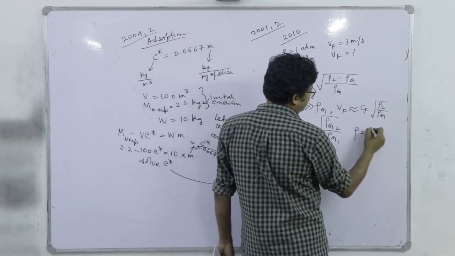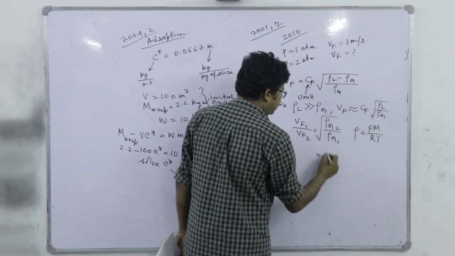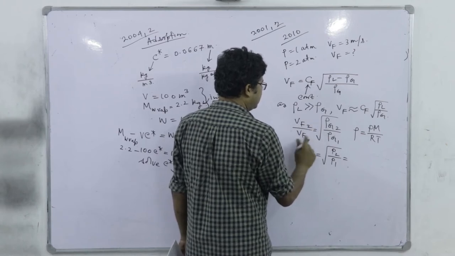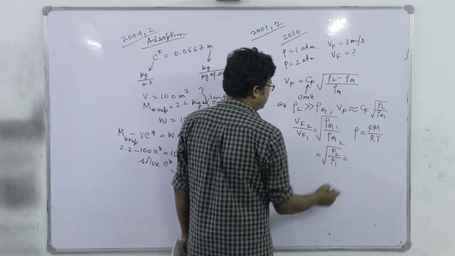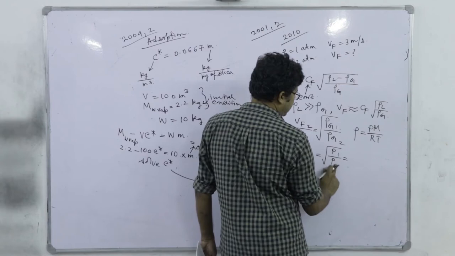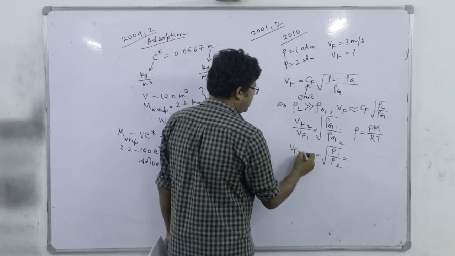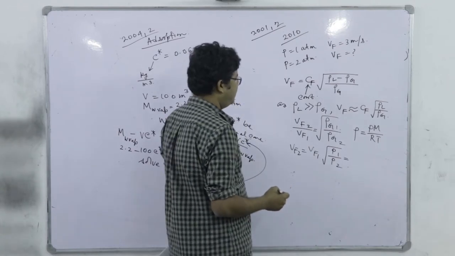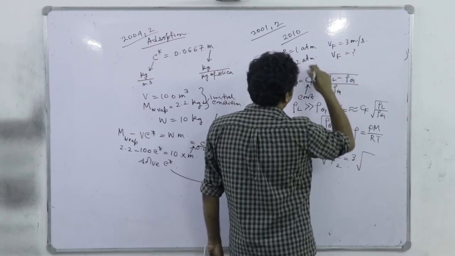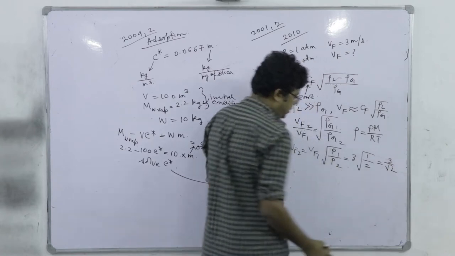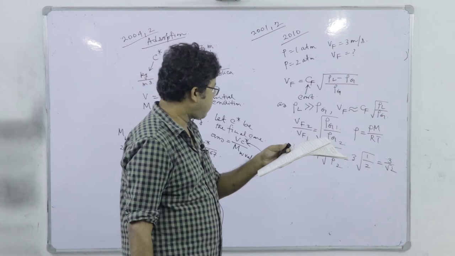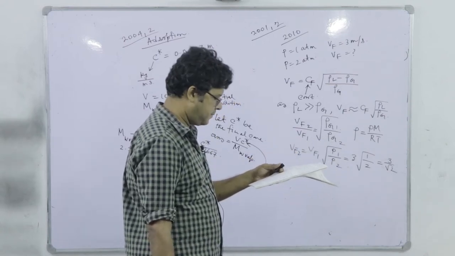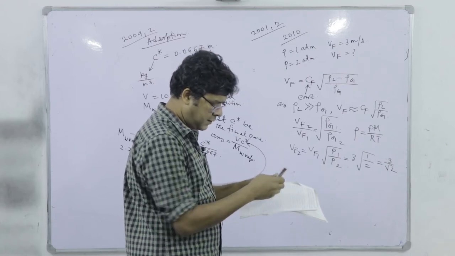Now if we assume ideal gas, rho equal to PM by RT. So Vf2 by Vf1, this is 1, this is 2, right? So it is under root of P1 by P2. So Vf2 is equal to Vf1 into under root of P1 by P2, and Vf1 is 3, P1 is 1, P2 is 2, so 3 by root 2. And what are the options? Three by root 2, 3 by 2, 1, 3 by 4. Okay? So from there we can solve.